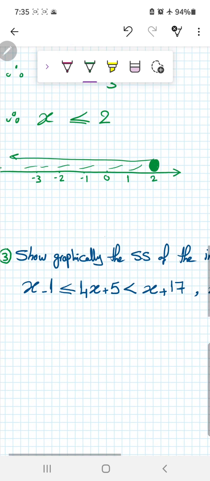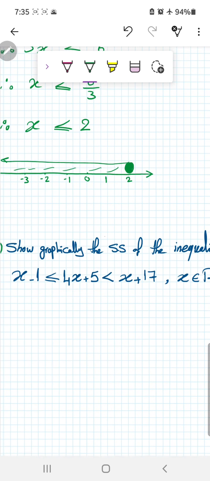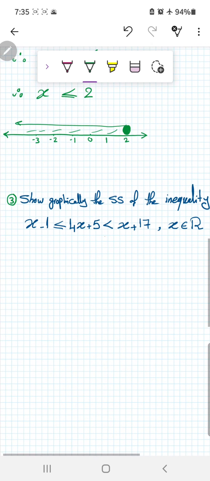We have another example. Show graphically the inequality x minus 1 less than or equal to 4x plus 5 less than x plus 17. Here we have x on the three sides. First, remove the number in the middle, then remove it on the right side and the left side.